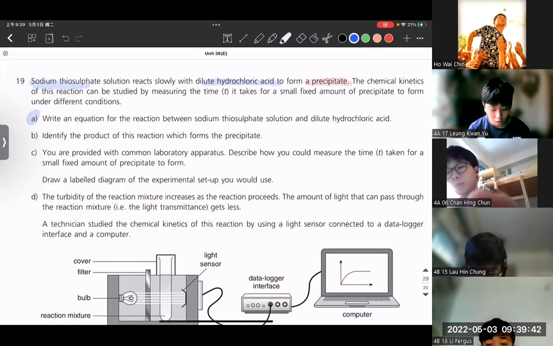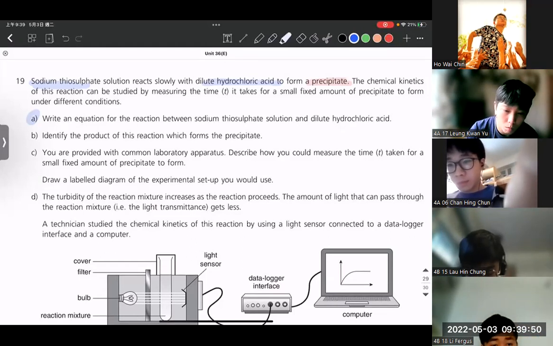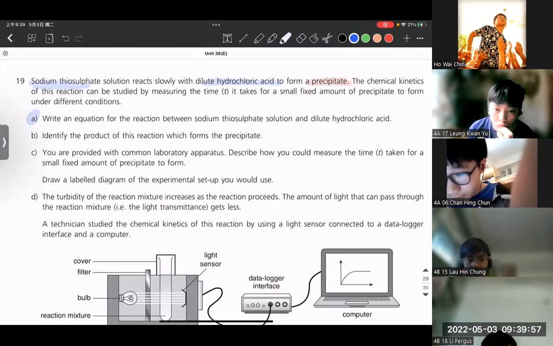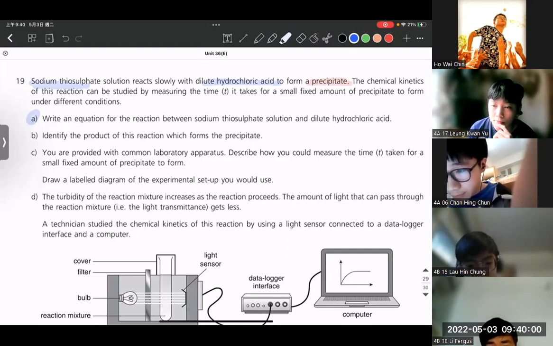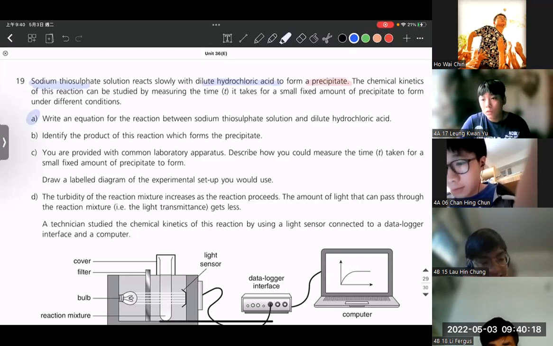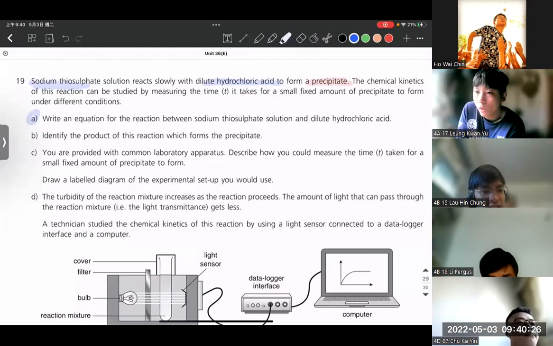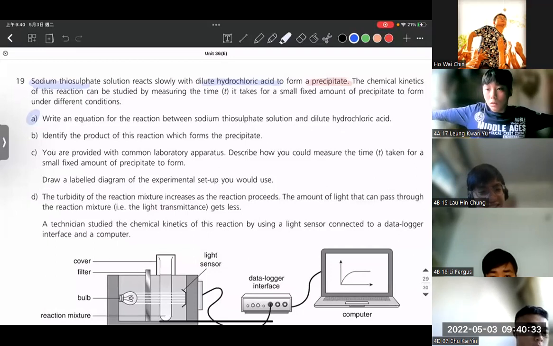Chen Yingzhen, do you know which page? You talk about the cloudiness, the changing cloudiness of the solution. Is it page 17? Where do you get the sodium thiosulfate? Oh, now, 18. Good. Page 18. You may find it, right? So that is the equation.